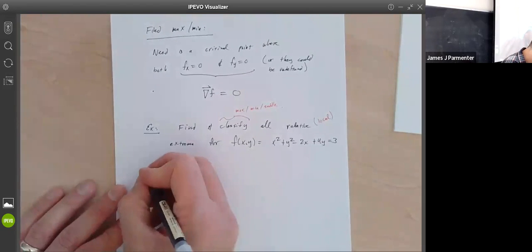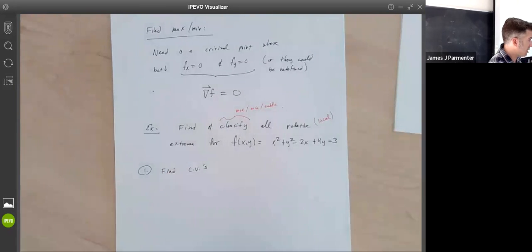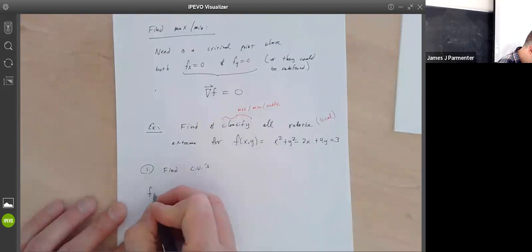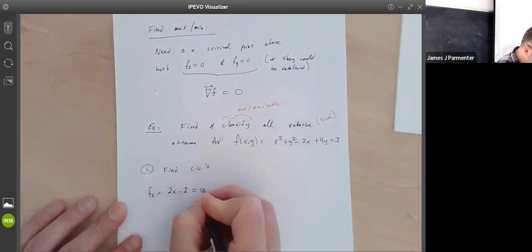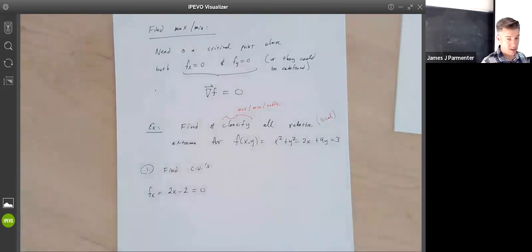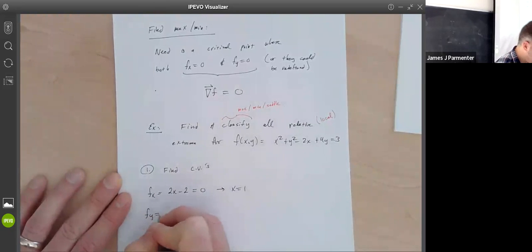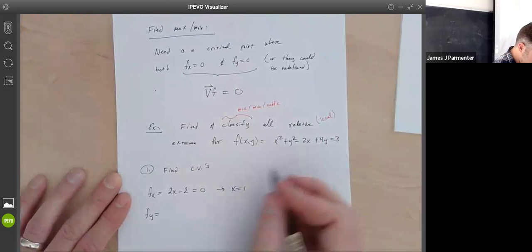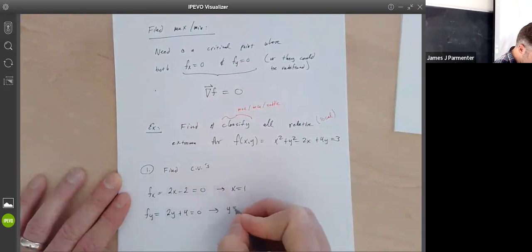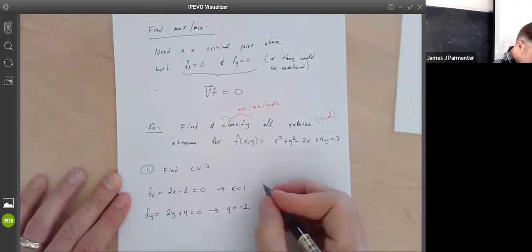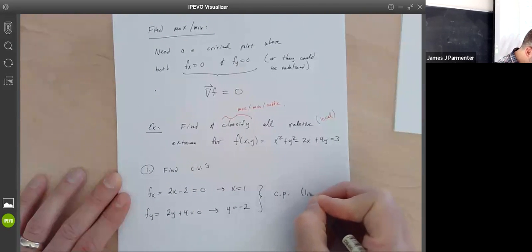All right, so first, find the critical values. We're going to take the partial derivatives. The partial with respect to x is 2x minus 2, and we set that equal to 0. Here it's easy to solve: 2x minus 2 equal to 0 gets us x equal to 1. And then we're going to set fy equal to 0. So fy is 2y plus 4, and that gets us y equal to -2. So altogether, this gives us one critical point, the point (1, -2).